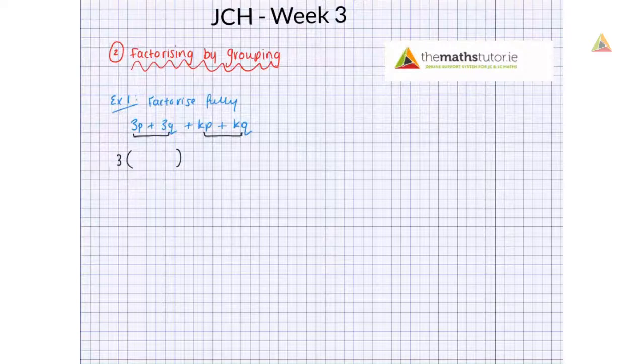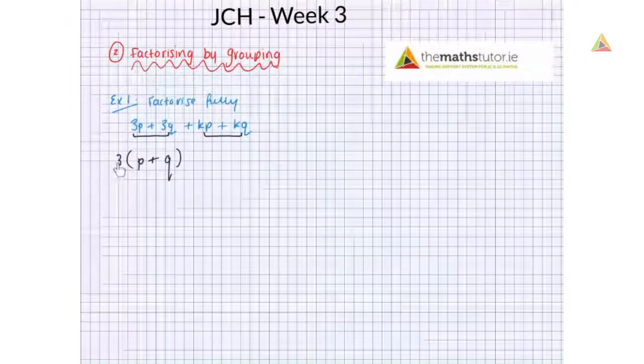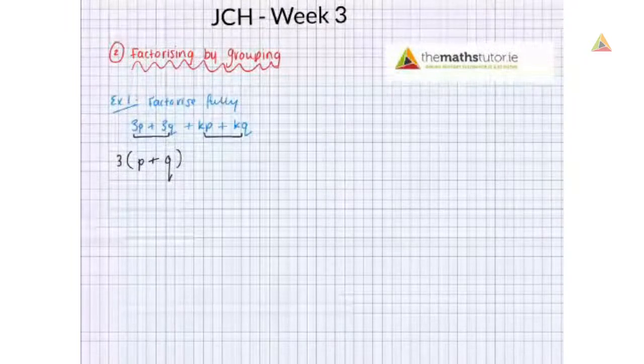What multiplied by 3 gives me 3p? The answer is p, so p goes in here. And I'm putting a plus there because there's a plus here. 3 multiplied by what gives me 3q? The answer is going to be q. Now again, you could check that. 3 by p gives me 3p, 3 by q gives me 3q, so that's right.